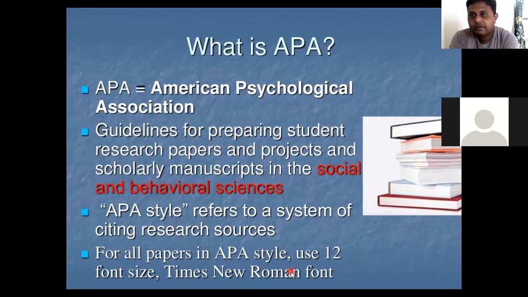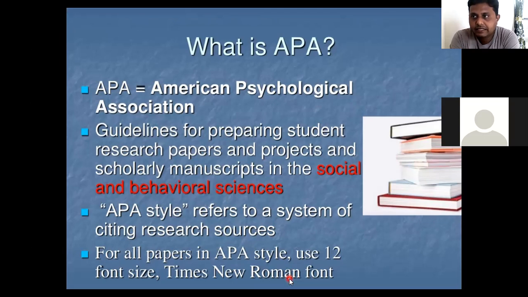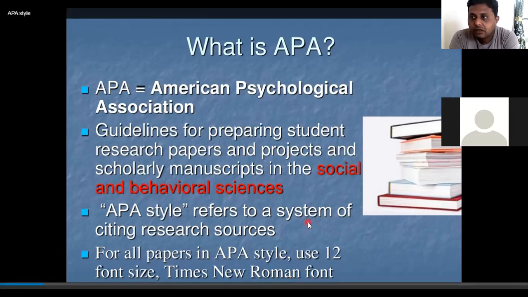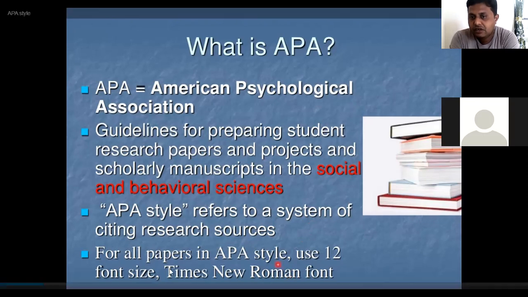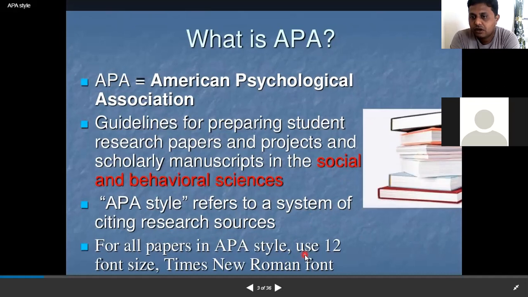So this is a common rule in MLA and APA regarding the font, that is Times New Roman, and the font size, that is 12. That's a common thing. But in the case of other languages like Marathi, like Hindi, the font changes and the font size also changes. Right? So we would focus on the English language.